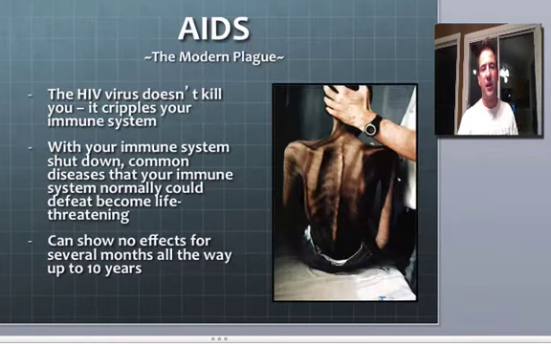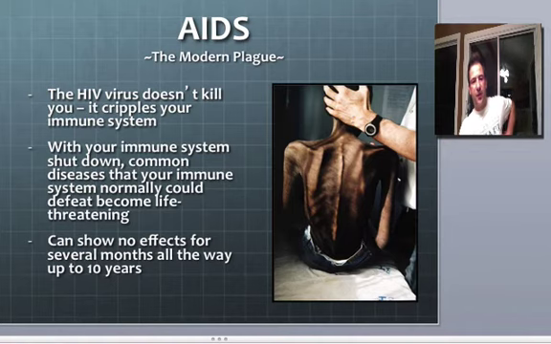Then there's a modern plague that's occurred, the AIDS virus, or HIV. It doesn't kill you directly, it cripples your immune system, but then it eventually builds into AIDS. What's going to happen is it's going to shut down your immune system, and basically we can't defend against it, so therefore it's life-threatening.